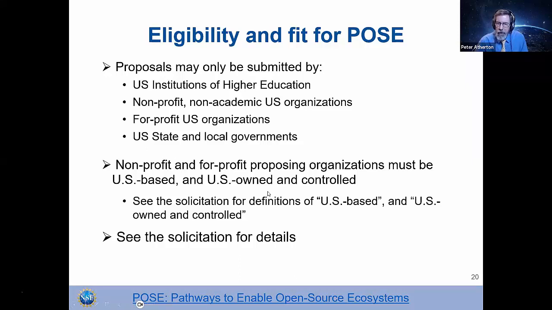Now, I want to point out there are some things that I'm about to go through in this slide and the following slides, which are different from the previous solicitation. So it's very important to understand these differences. So certain things have been tightened up. So please, and this is all covered in detail in the solicitation, but please take note of these. So non-profit and for-profit proposing organizations must be US-based and US-owned and controlled. And you can see the solicitation for definitions of what we mean by US-based and US-owned and controlled. There are detailed definitions in there. So again, please read the solicitation for further information about this.